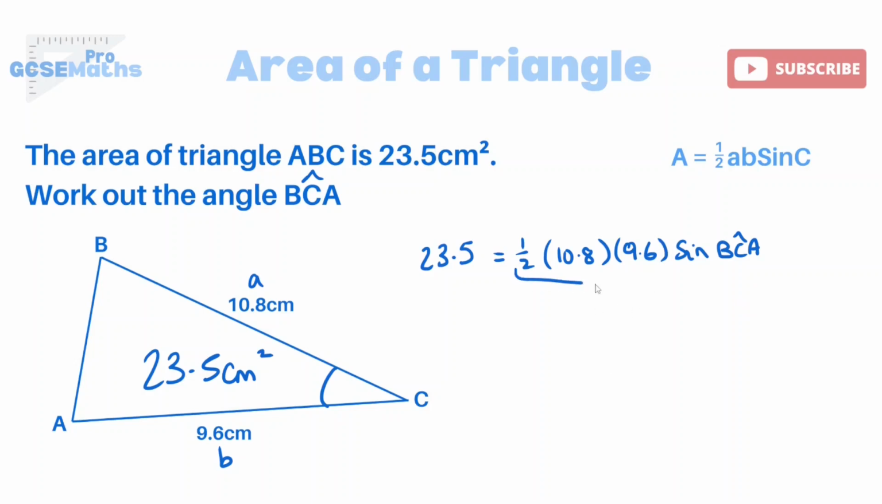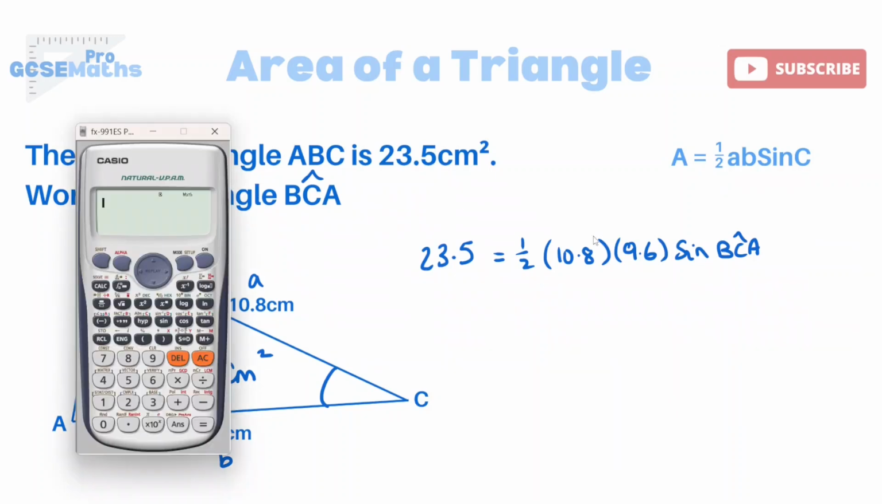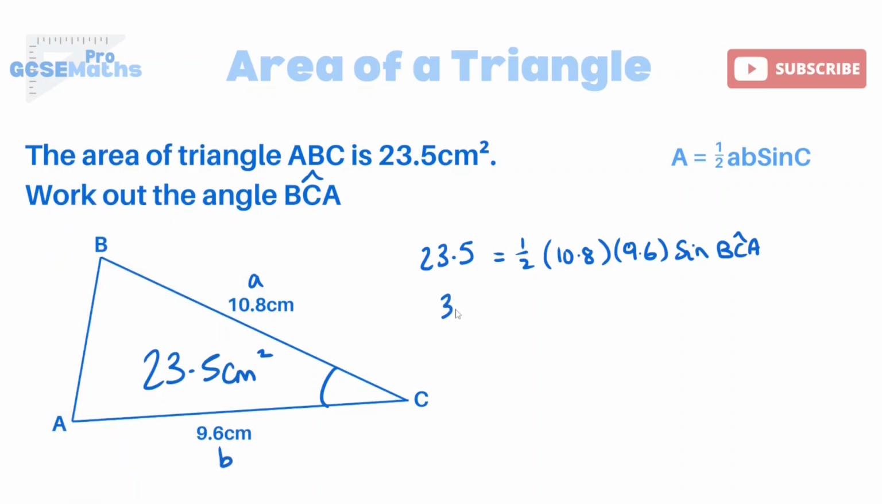What I'm going to do first is probably work out these three things times together before I move anything. So I want to have sine BCA as the subject, don't I? So we'll do half times 10.8 times 9.6 first, just to find that out. Probably not going to be great. Oh, not too bad of a decimal. That's fine, so I'll write that down. So I've got 23.5 equals 51.84 times by sine BCA.